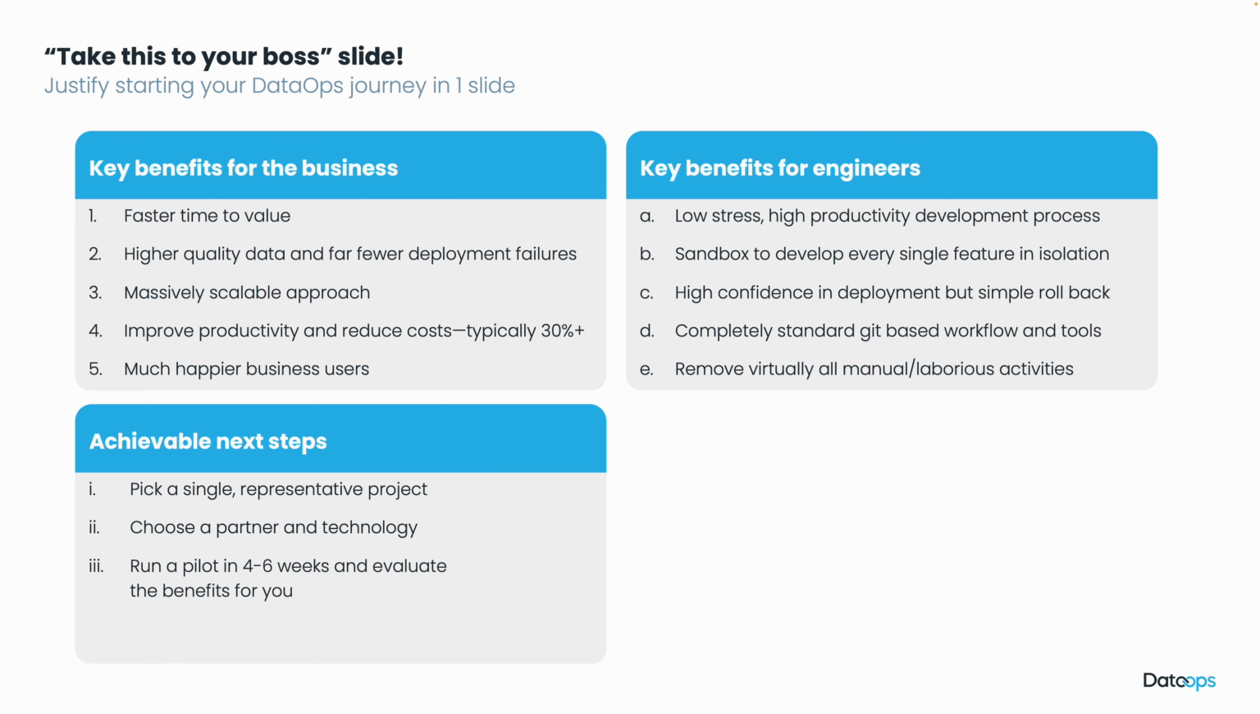Ask for approval to run a pilot project for 4, 6, 8 weeks. Choose a partner, choose a technology, pick a single representative project, and just get in and do it. You're going to learn so much more and be able to prove so much more to the business about the value by getting in and doing something than you are with tens or hundreds of PowerPoint slides and numerous kind of paper exercises. So just do the minimum amount to get your pilot approved, and then use the results of the pilot, which will be successful, to then take the next step.